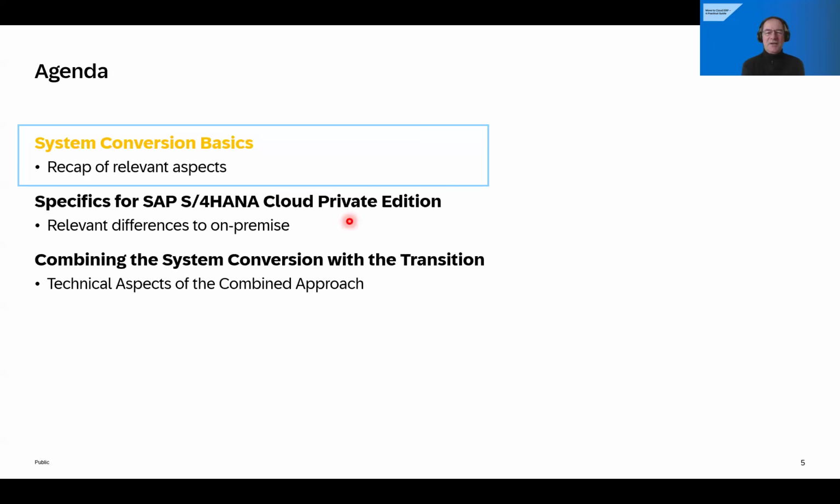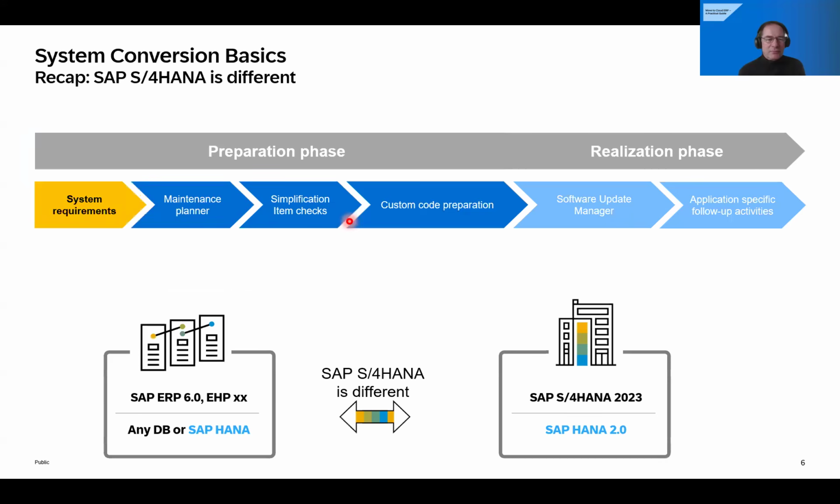So the official phrase is SAP S/4HANA Cloud Private Edition. You may sometimes hear PCE as an abbreviation. If you hear PCE, it's the Private Cloud Edition. That's a not official abbreviation, but commonly used for SAP S/4HANA Cloud Private Edition. Okay, now to the basics of a system conversion.